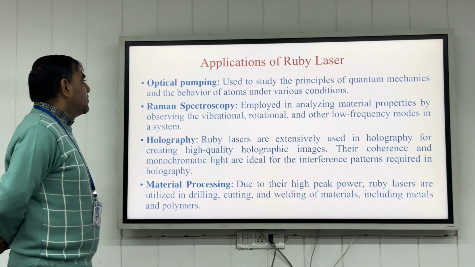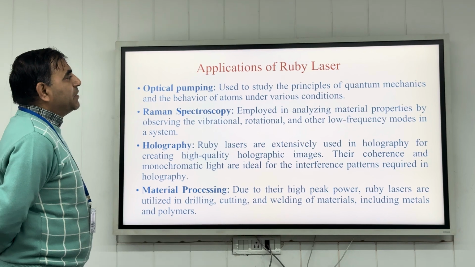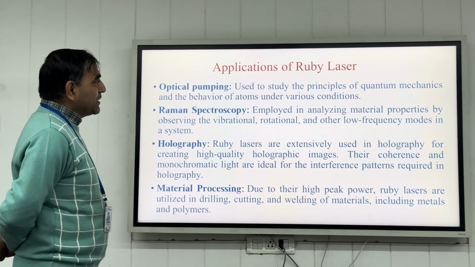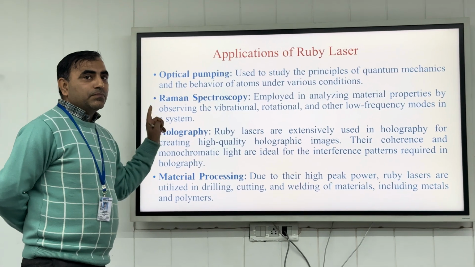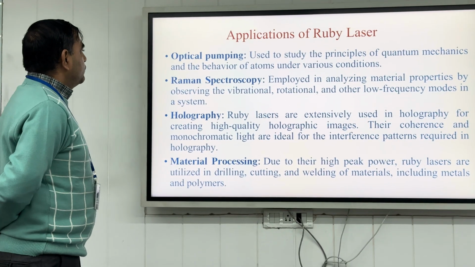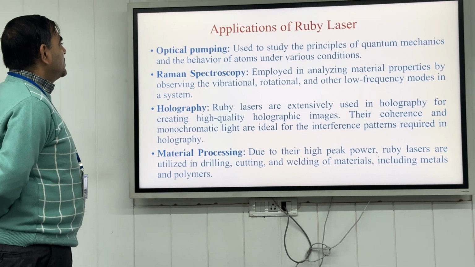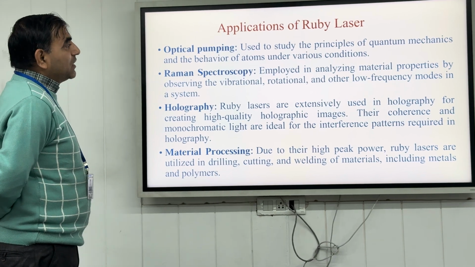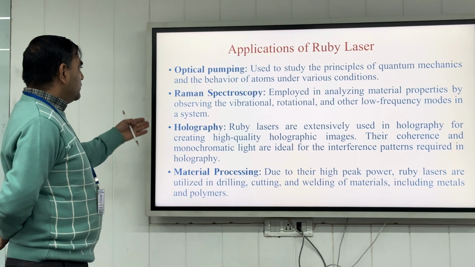Another is Raman spectroscopy. Raman spectroscopy is used for analyzing material properties while observing the vibrational, rotational, and other low frequency modes in the system. This is a good application because it is very difficult to find the vibrational, rotational, and other low frequency modes otherwise, so we can use this with its help.